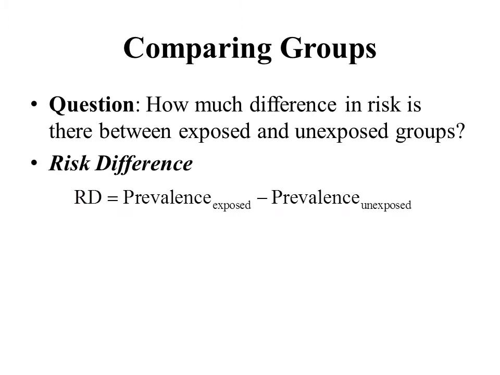So we're going to look at different ways of comparing groups. The first way of comparing them is with what we call a risk difference, abbreviated RD. And this is very simple. We're going to calculate the difference in prevalences. Take the prevalence of the exposed group minus the prevalence of the unexposed group, hence the name risk difference.